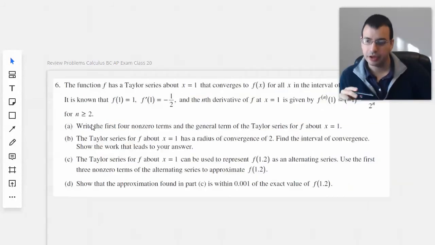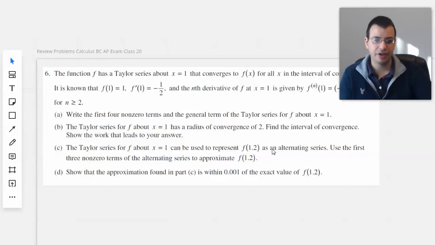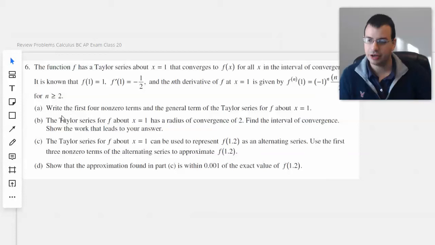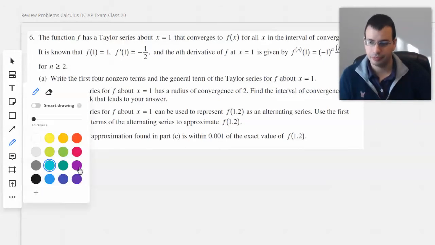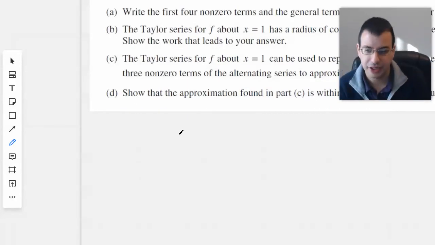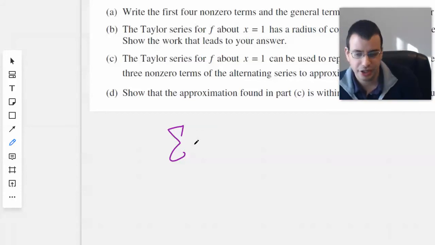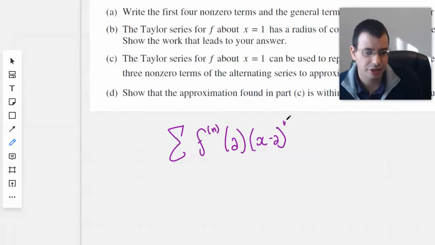It is known that f(1) equals 1, f'(1) equals negative 1/2, and the nth derivative is given by this formula here, for n greater than or equal to 2. Write the first 4 non-zero terms of the Taylor polynomial. So first thing I would do is write out the formula for the Taylor polynomial. It's something like the summation of f^(n)(a) times (x minus a)^n over n factorial.